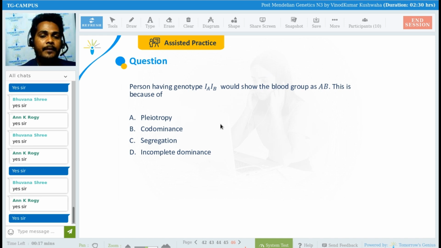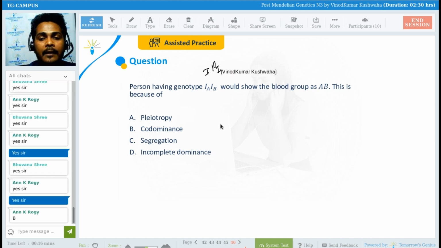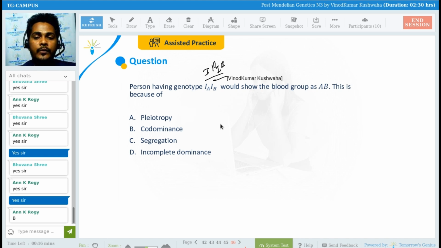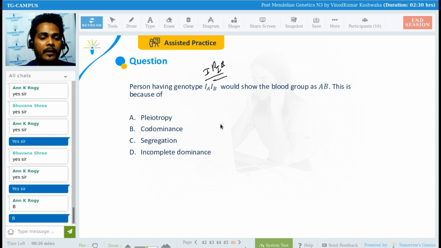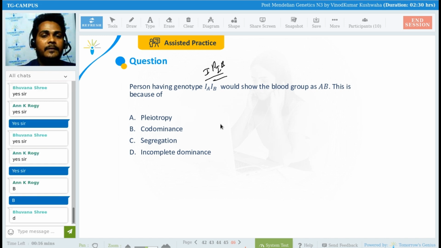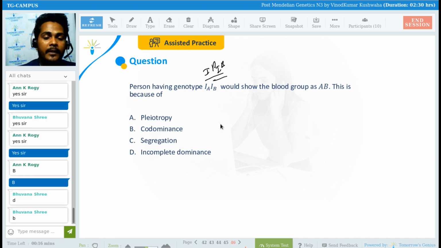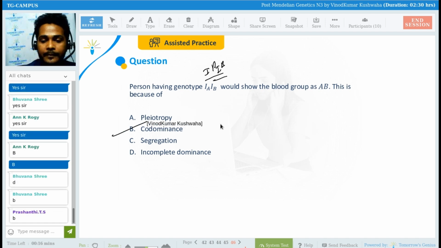A person having genotype IA and IB would show the blood group as AB. This is because of what? Pleiotropy, codominance, segregation, or incomplete dominance. Yes, tell me fast. Okay, so most of you responded B. Yes, absolutely, it is B, that is codominance.